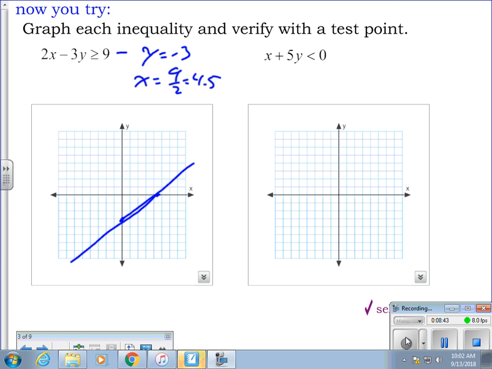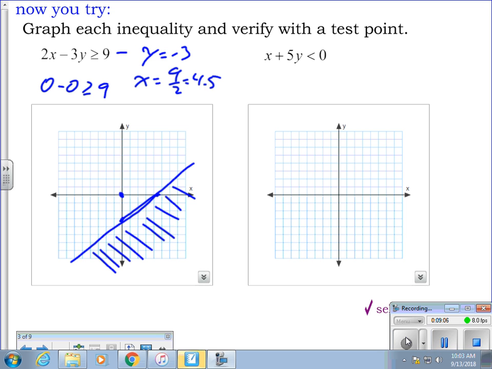Pick a point. The origin is the easiest point. 0 minus 0 greater than -9. Is that true? Is 0 bigger than 9? Nope. So this is not part of my solution. This is. Okay.